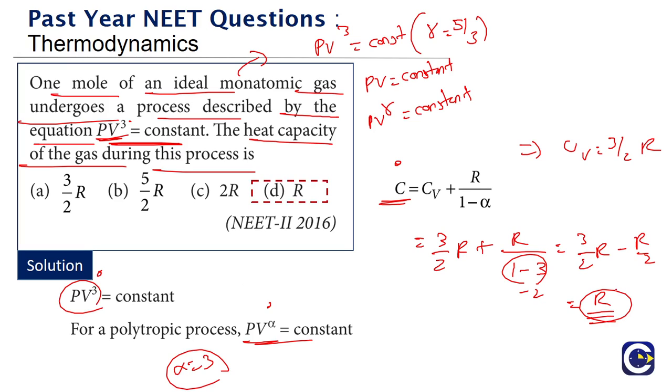So this formula we have to keep in mind. The heat capacity for a general polytropic process, which is given by the relation P into V power alpha is constant, will be Cv plus R by (1 minus alpha).